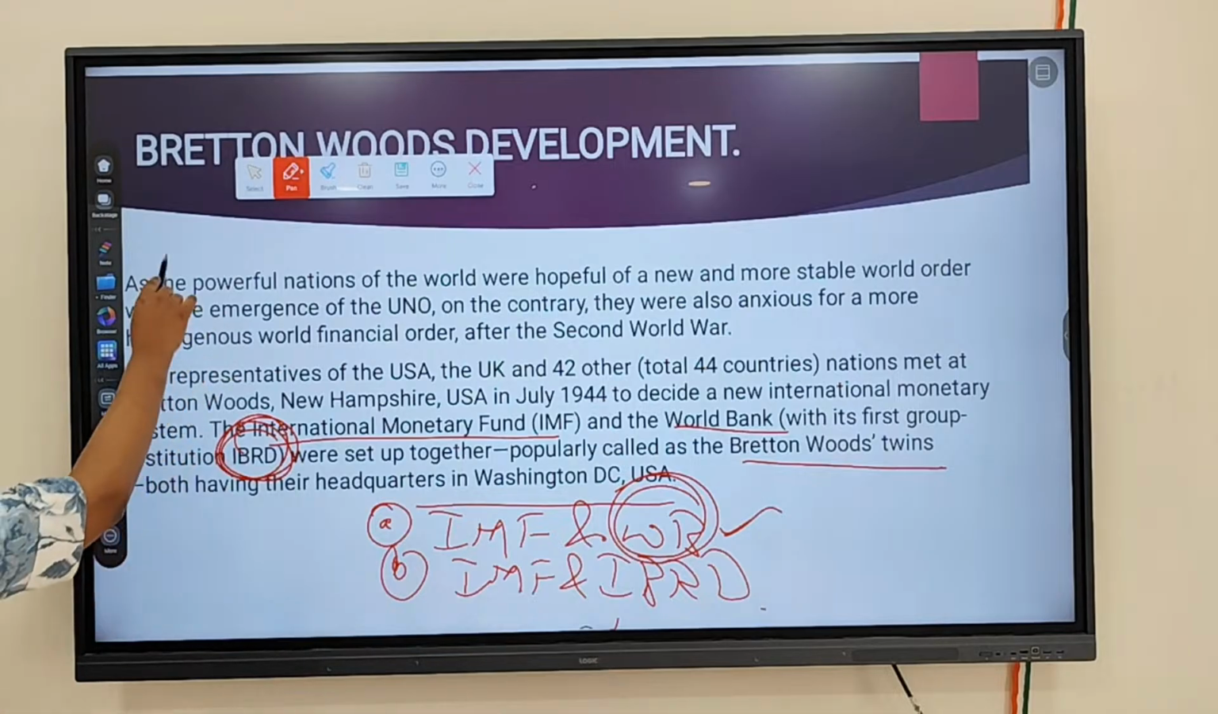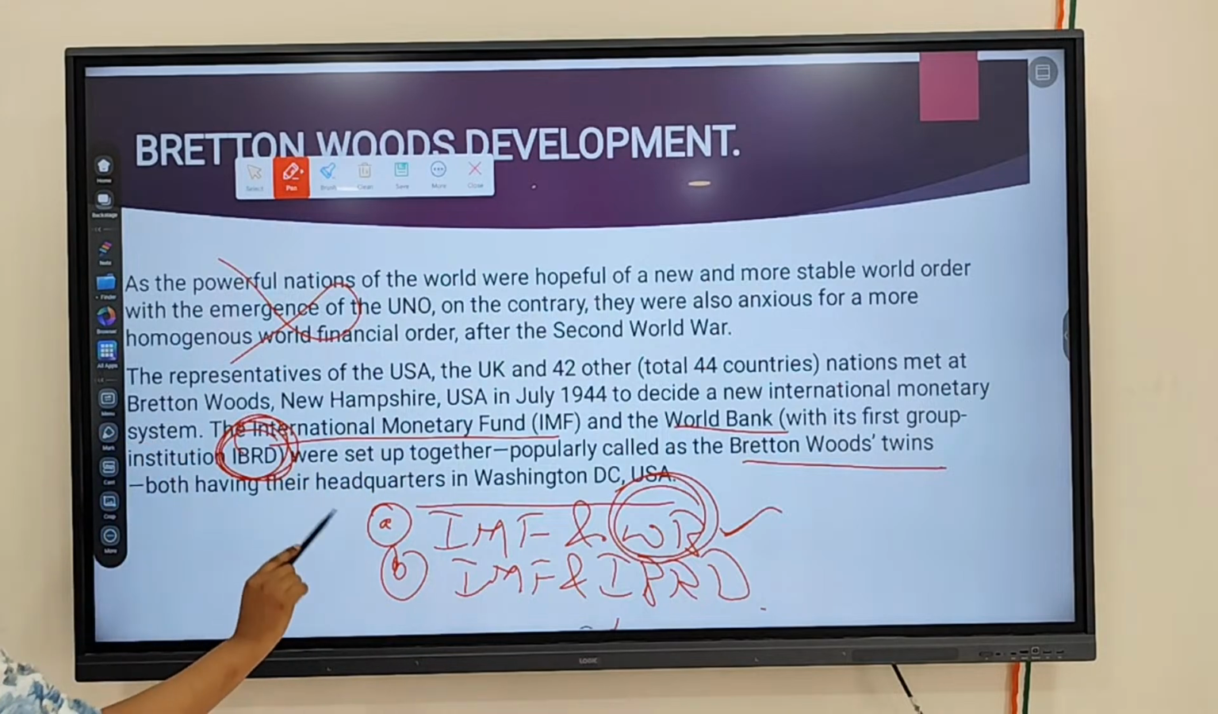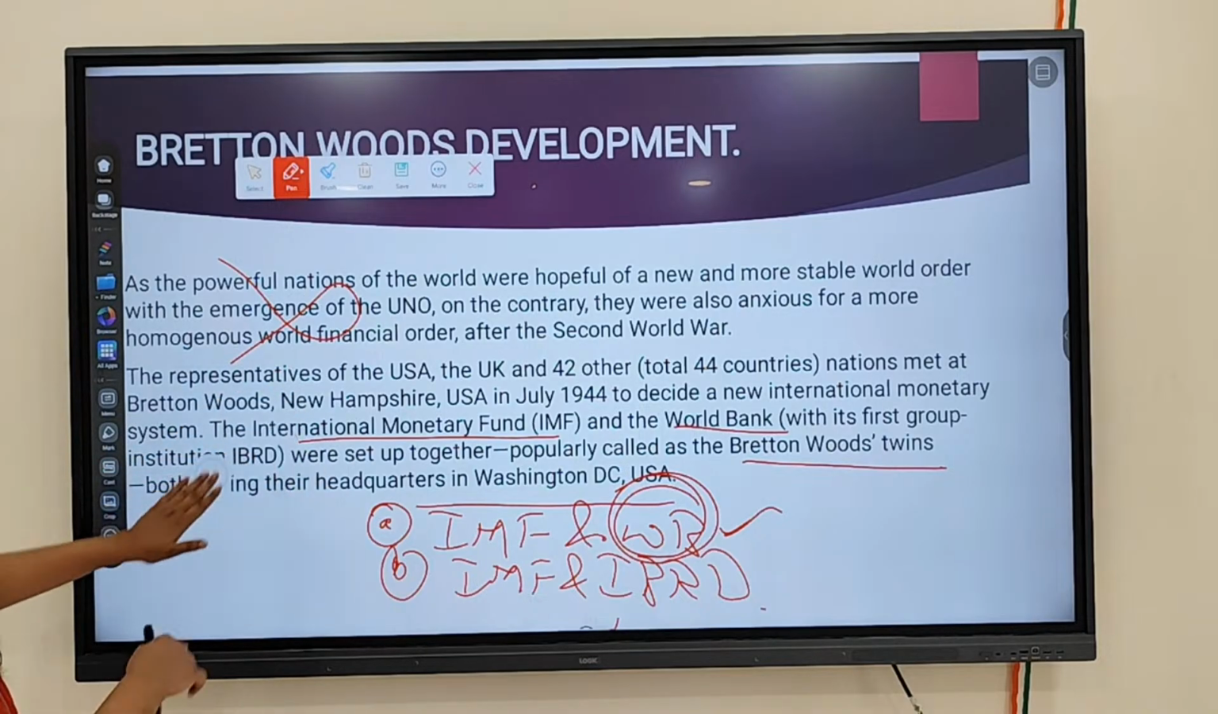Don't write all these things. Only the highlighted points you can write down, whatever I have highlighted. IMF, World Bank.